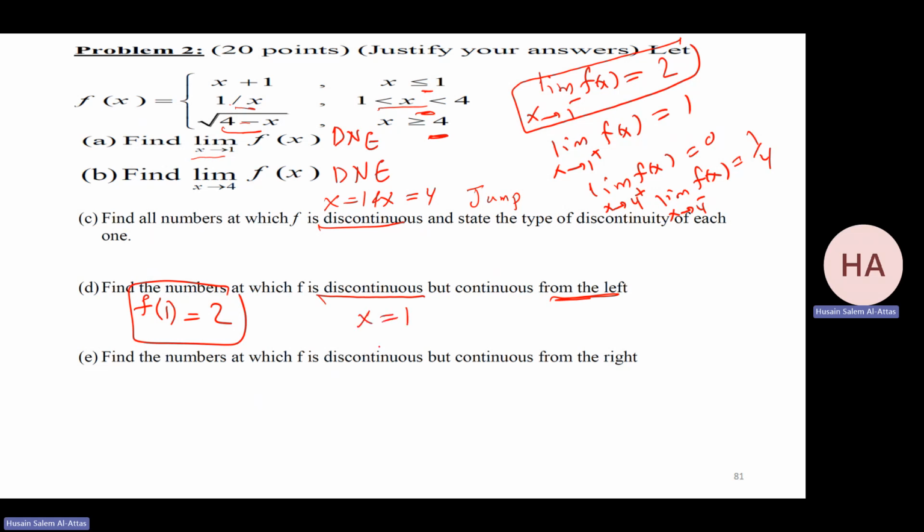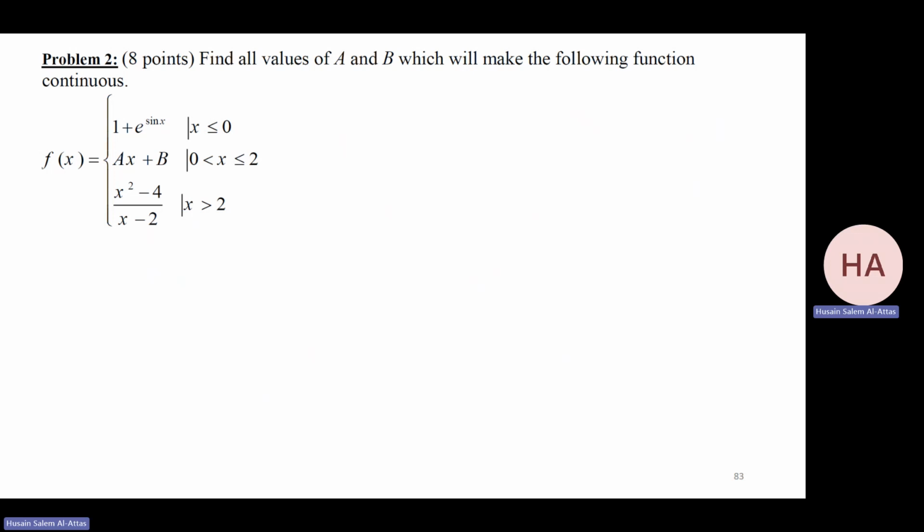X equal 1. Check f at 4. F at 4 will be 0, which matches this, so it is continuous from right at x equal 4. Here no need; the function is continuous, there is no problem with x not equal to 2, which is okay. But I need to check the limit as x goes to 2 for this function, which is 4. Very clear.